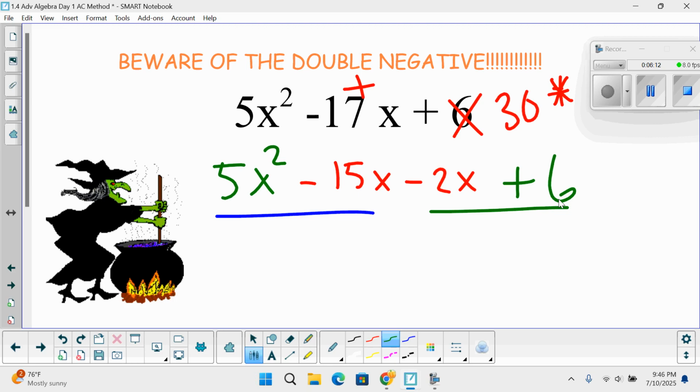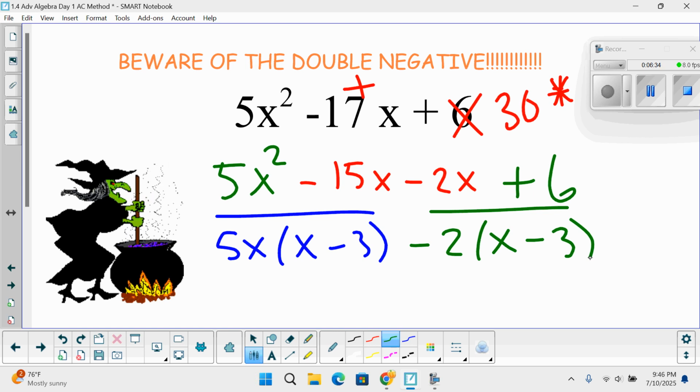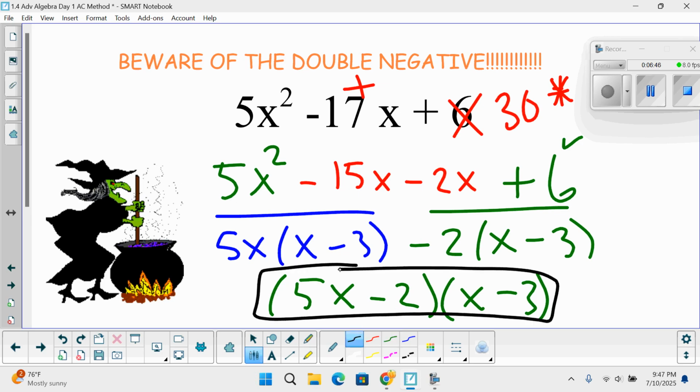Time for grouping. In these first two terms, we have a 5x in common, leaving us with x minus 3. In my second group, this is where you really have to think. I think we should pull out a negative 2 because we need this group to be an x minus 3. I know that's super awkward, but the negative 2 times the negative 3 will give me that positive 6 right there, and then I can have my groups matching. So it's 5x minus 2 with an x minus 3, and that's where that double negative shows up again. Both my binomials have a negative inside.